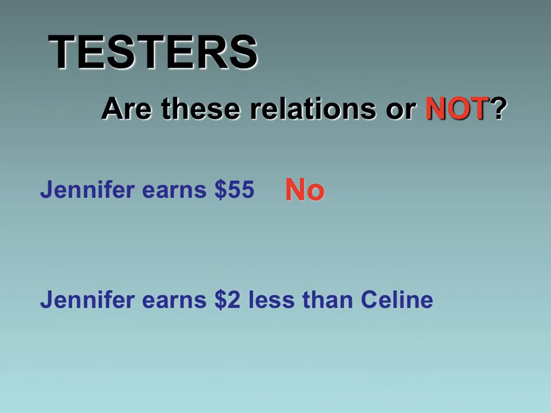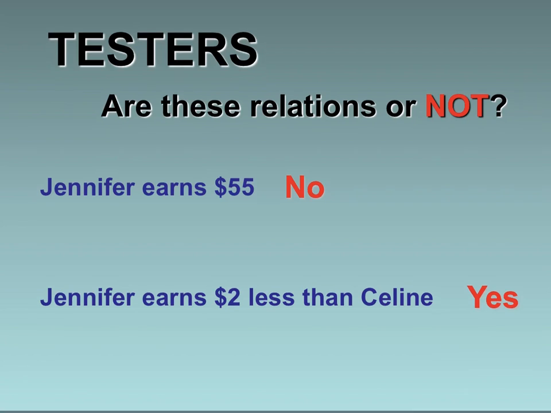What about this one here? Jennifer earns $2 less than Celine. Is that a relation or no? It is, right? The amount of money that Celine makes will tell us the amount of money that Jennifer makes, right? For some reason, Jennifer earns $2 less than Celine. So if Celine makes $20, Jennifer earns $18. The amount that Jennifer earns depends on the amount that Celine earns.